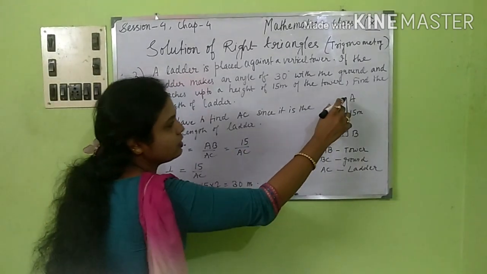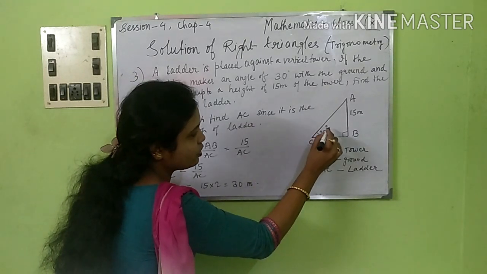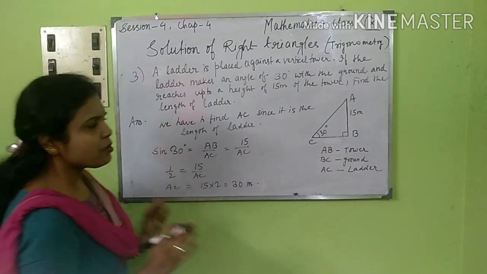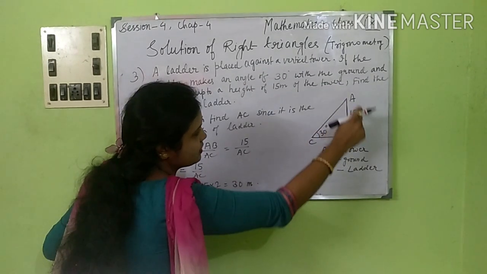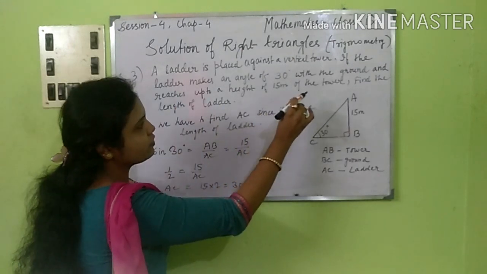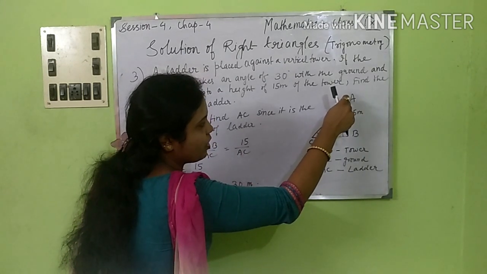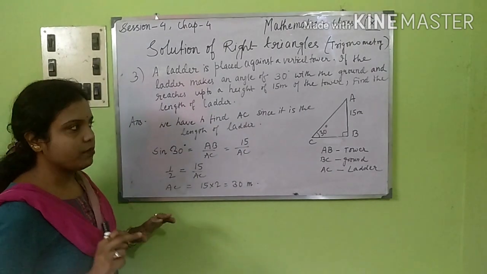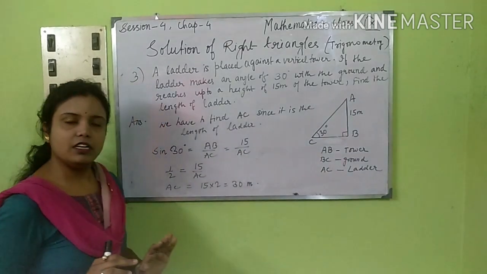which is lying on the tower, and it is making an angle of 30 degrees with the ground. So the ground is BC. Okay, so you can have a clear picture that this is the ground, this is the ladder, and this is the tower. Now it reaches up to a height of 15 meters of the tower. So that means wherever it is touching the tower, AB is 15 meters. From the ground at 15 meters height, the ladder is touching the tower.